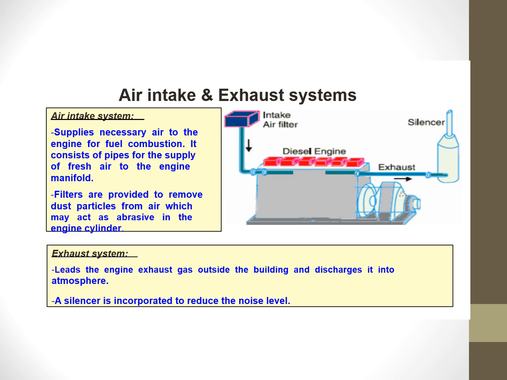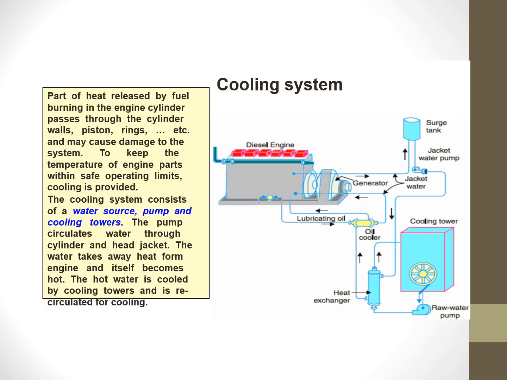This is the air intake and exhaust system. In the exhaust system, the exhaust gas coming out from the diesel engine will be supplied through the catalytic converter and the silencer, and after that only it will be let out to the atmosphere. It will be treated before letting it out to the atmosphere. That is engine exhaust. Cooling system.